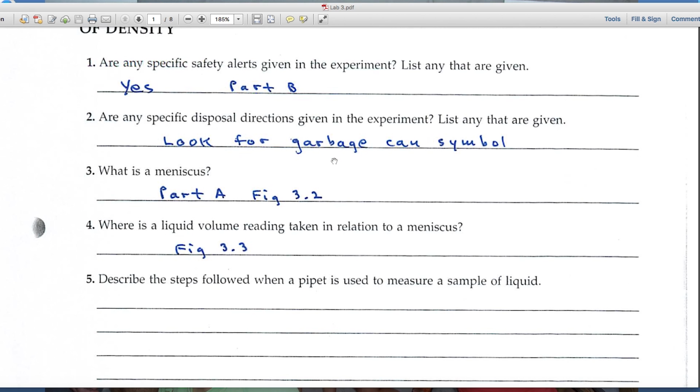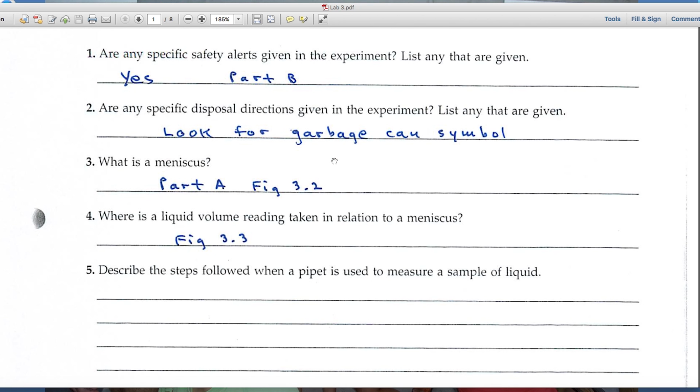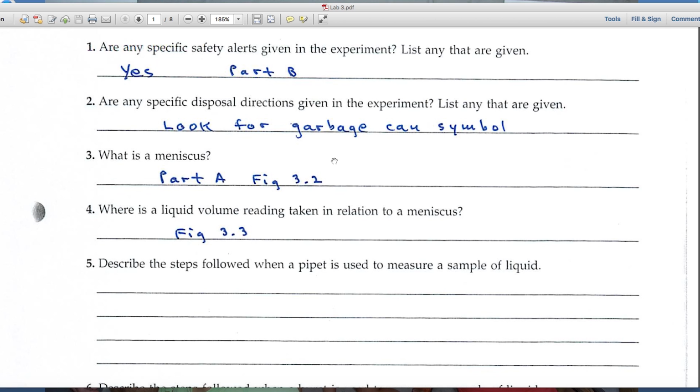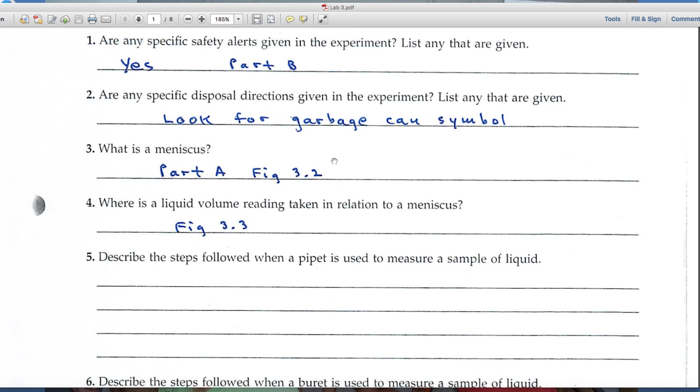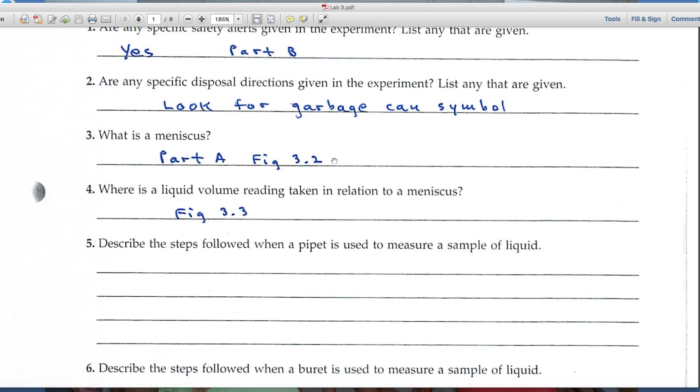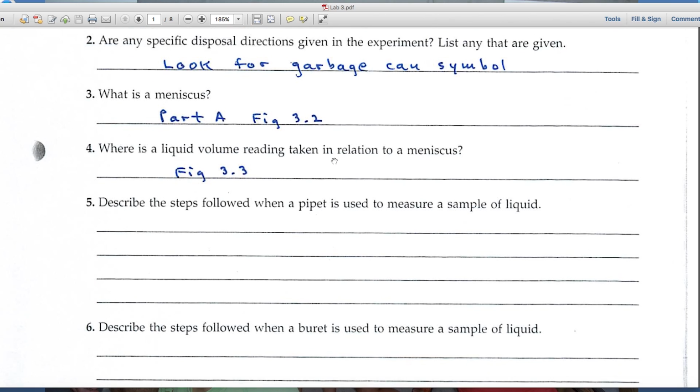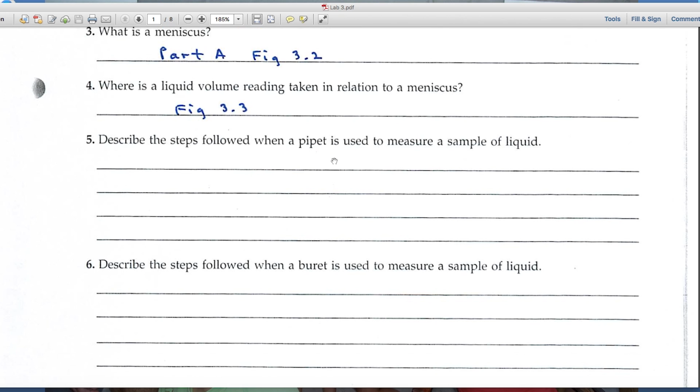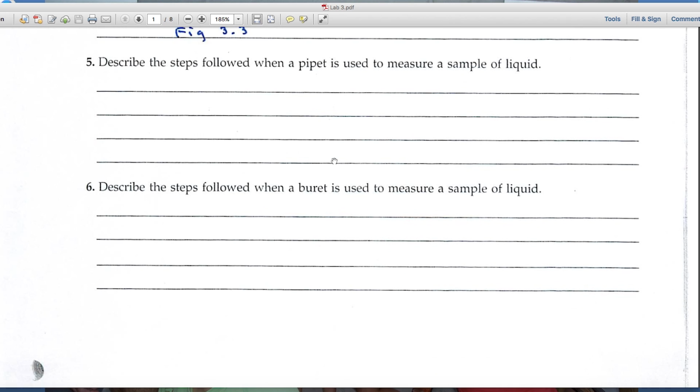Question number 3, what is a meniscus? Meniscus is introduced in Part A, Figure 3.2. So have a look there. And question 4, where is a liquid volume reading taken in relation to a meniscus? Well, a meniscus is a curve like that, and Figure 3.3 will give you some guidance. These next two questions are rather detailed, and I don't believe they'll cause you any significant problems.